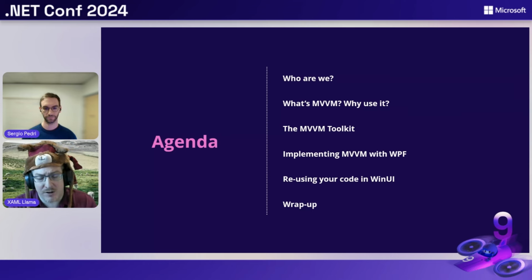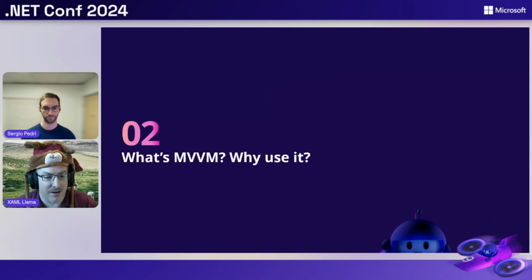And so we're going to spend the bulk of our time just hands-on in Visual Studio in the code, diving in there and showing how we can use MVVM with WPF and being able to reuse that code that we write in WinUI after as well. So let's just get started with what MVVM is about, Sergio? Why do we want to use it here?